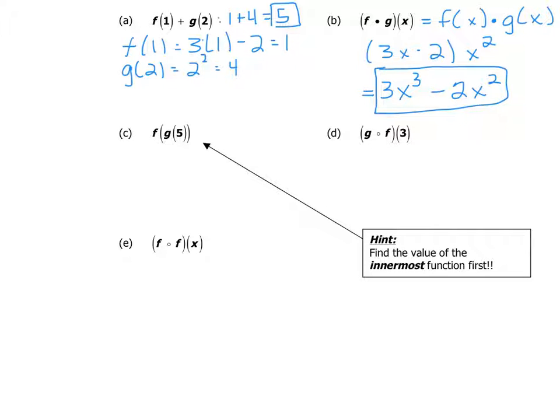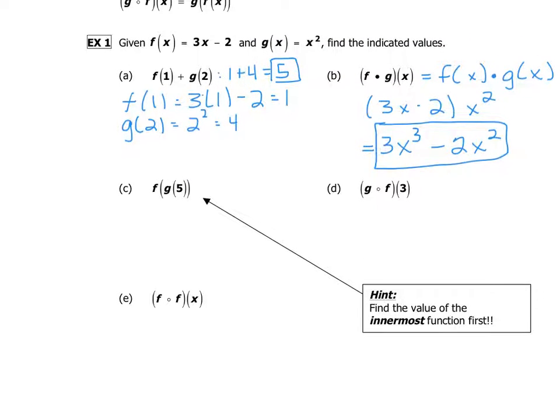Let me get the functions on the screen here. So let's go ahead. We need to find g of 5. You're always going to start by finding the innermost function first. So here's what we're going to do. We're going to find g of 5, and that equals 5 squared, which equals 25.